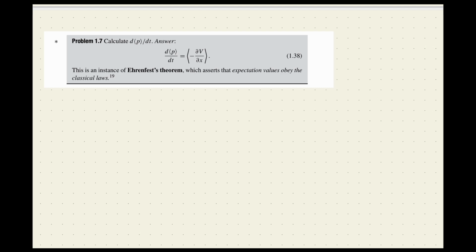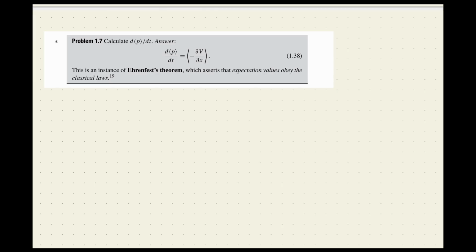Alrighty, squad, in front of you I've got problem 1.7 of Griffiths' chapter 1. This is when you learn about expectation values. Here's the expectation value of p, which is the momentum, and we're asked to compute the time derivative of the expectation value of momentum. And they give us the answer, so it's basically prove this right here.